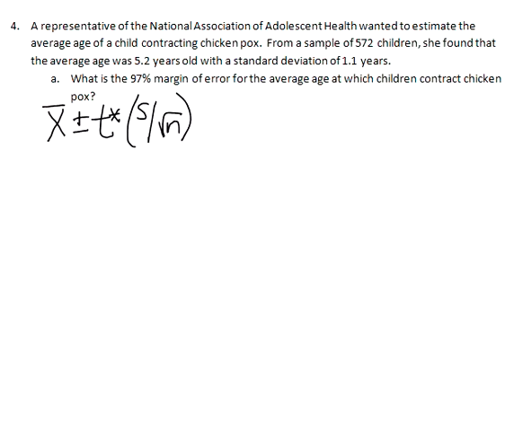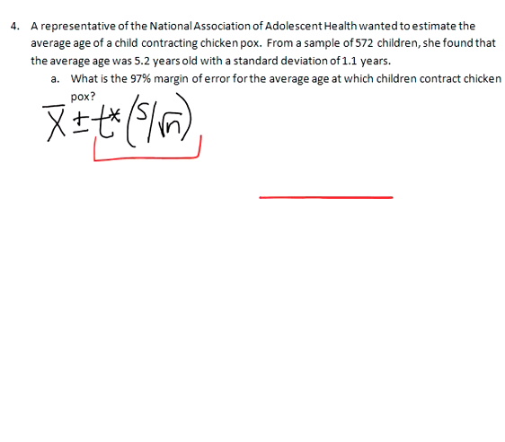For the margin of error in a problem, that is always the information that immediately follows the plus or minus in our confidence interval equation. So to find the margin of error for this problem, we need to determine both t star and s over the square root of n.